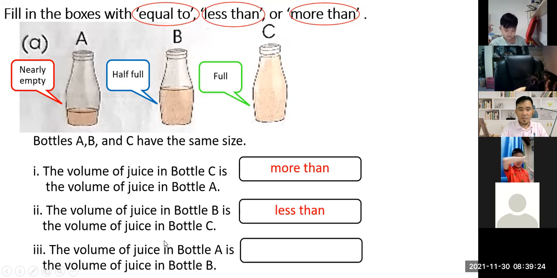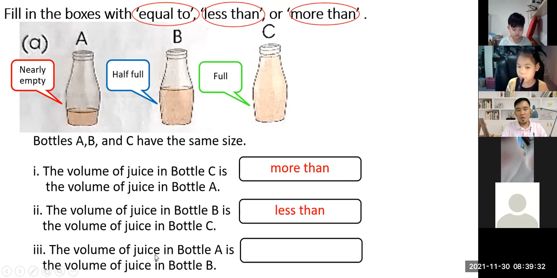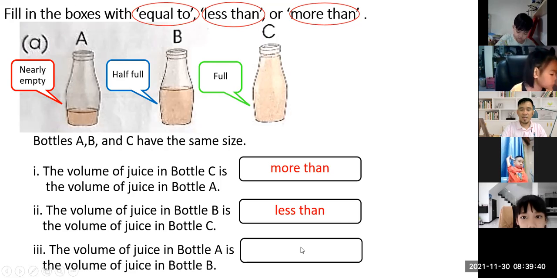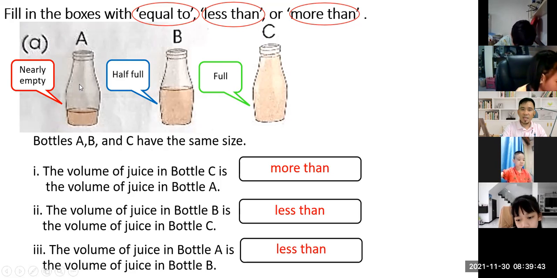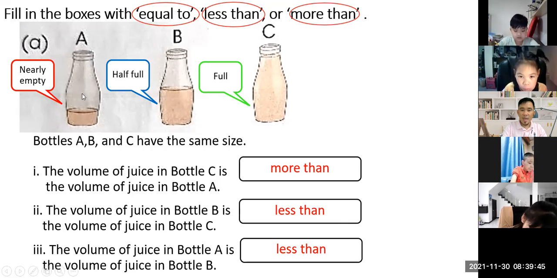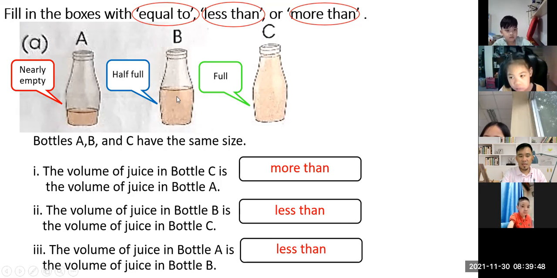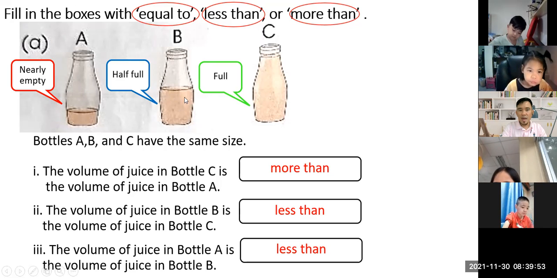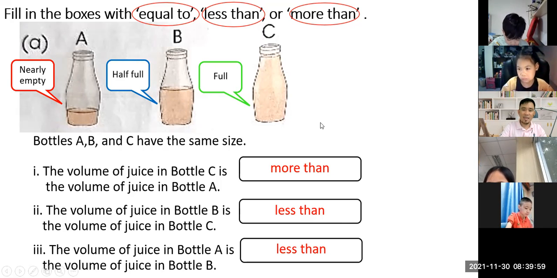Now number 3. The volume of juice in bottle A is less than or more than? Bottle A and bottle B. Bottle A is less than the volume of bottle B. So this one is less than. A is less than B, and B is less than C, and C is more than A. Everybody, pencils up. Show me your pencil.